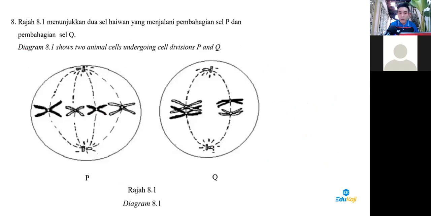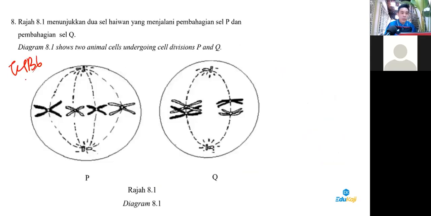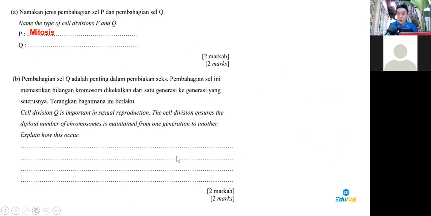Now, moving on to the last structure for this session, guys, Form 4 Chapter 6, cell division. If I'm not mistaken, this picture that you're looking at here is from the year 2005 SPM, Dual Ribu Lima. Okay, so type of cell division, guys. Obviously, P is mitosis, Q is meiosis.